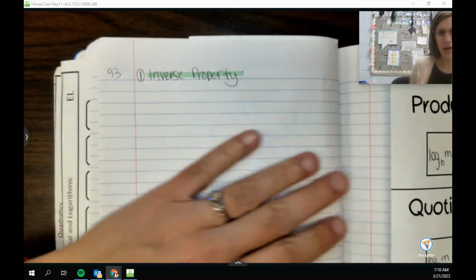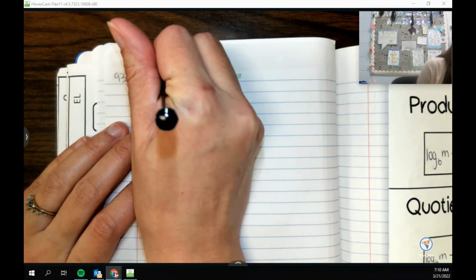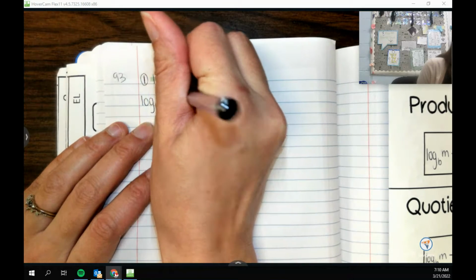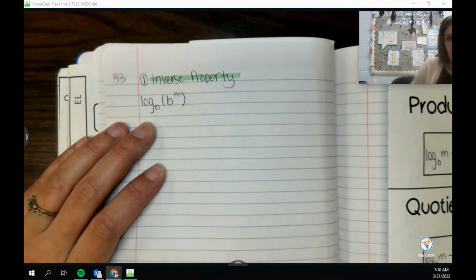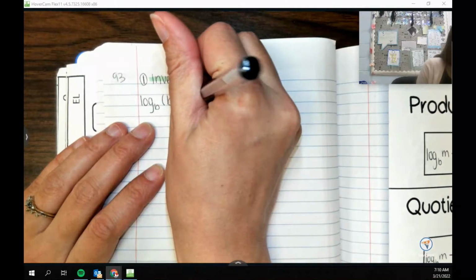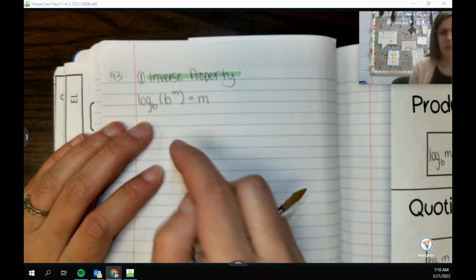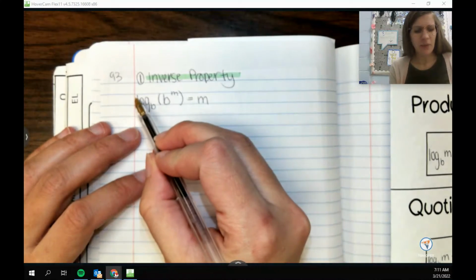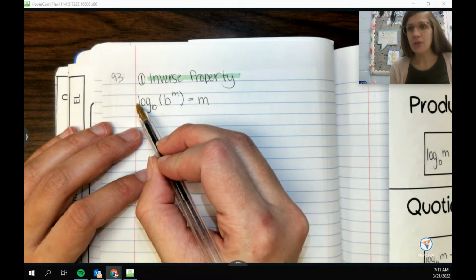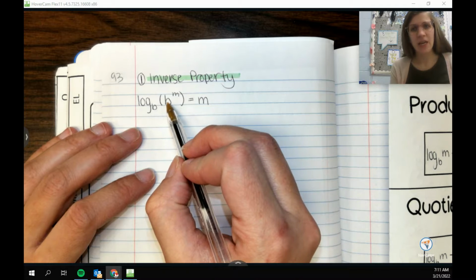Okay, so our inverse property looks like this. We can have log base b of b to the m power. And when the log base matches the exponent base, they just kind of go away. And your answer is just m. Like if these two match here, they just kind of disappear. The reason for that is your m can boop out front using the power property, boop. And then log base b of b is just 1.